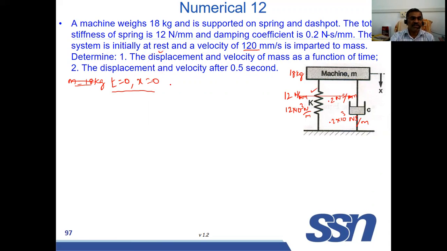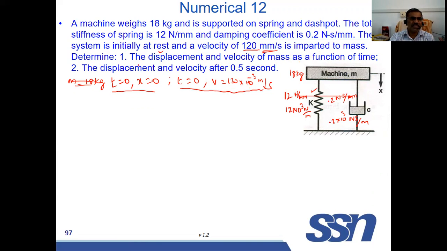And what is the velocity? The next boundary condition is, at t equal to 0, the velocity is 120 millimeter per second, as given. So convert it to meter per second: 120 into 10 power minus 3 meter per second. So these are the two boundary conditions.